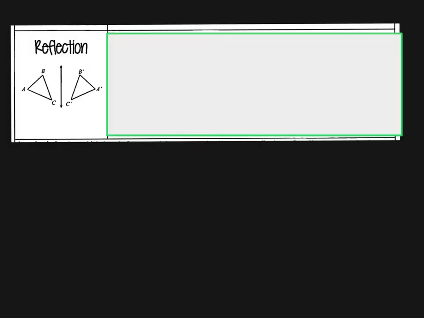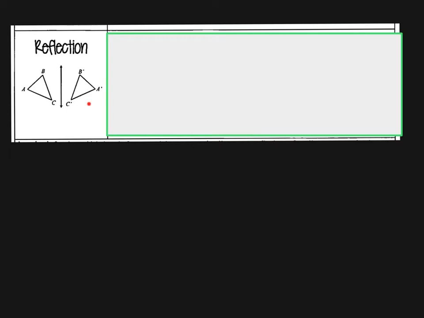So our first type of transformation that we're going to talk about is a reflection. As you'll notice in the picture right here, we have a figure on the left and a figure on the right. And the one on the right is a mirror image of the one on the left. The one on the left is the original figure. A, B, C is a triangle. And it's reflected across this line of reflection to A prime, B prime, C prime. So on the left side is our pre-image, and on the right side is our image.